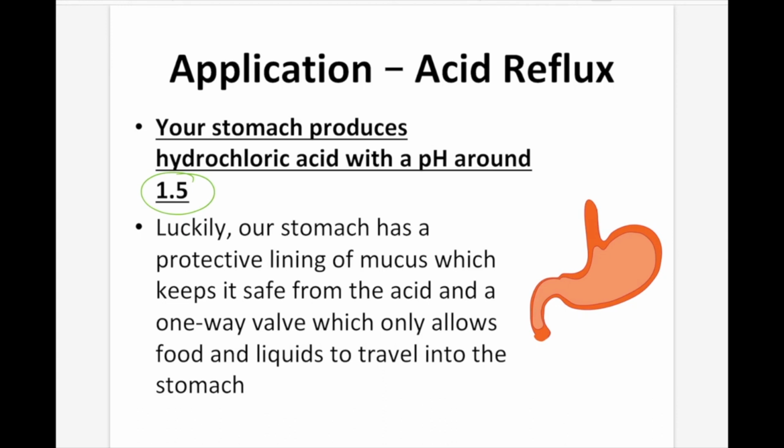So we're going to have this one-way valve right here. Let's draw it like this. So what this means is that the food can go in, but it can't go out because that valve is closed. And at the beginning, what I said is that we have this protective mucus layer that goes all the way around the stomach, which is, again, very, very good. Otherwise, since this acid is so strong, it would actually eat through the stomach.